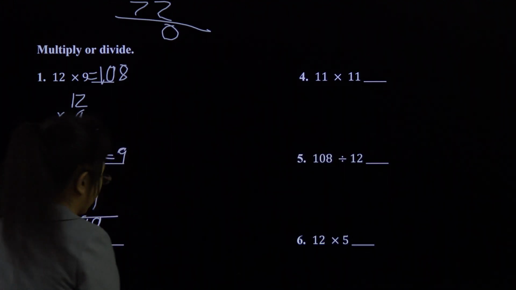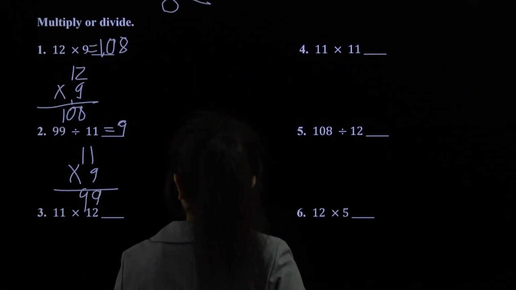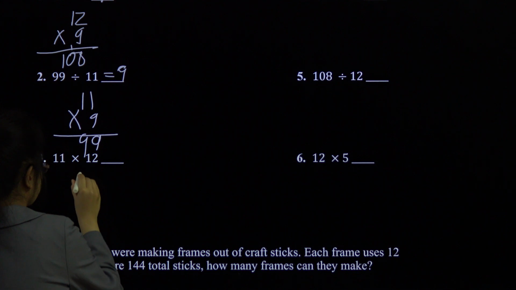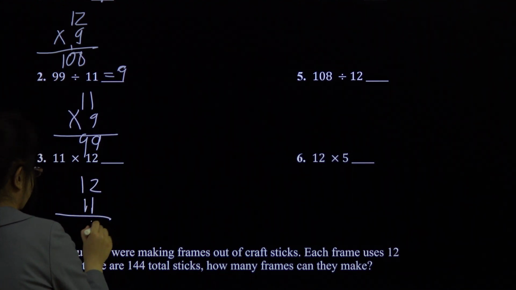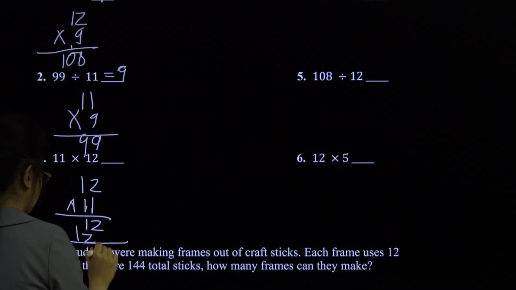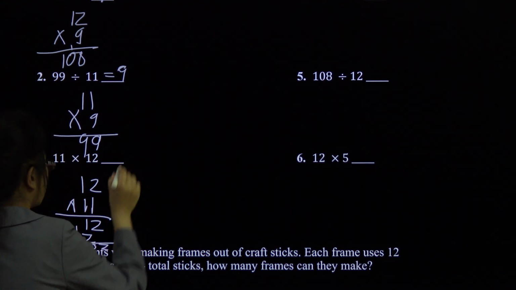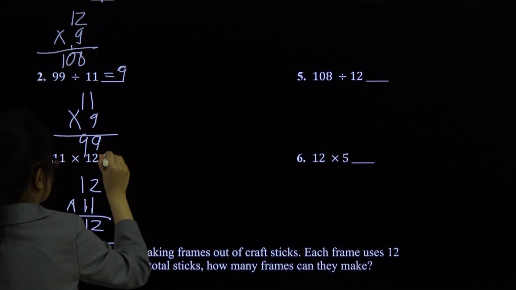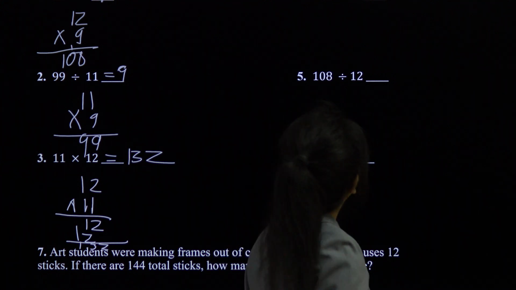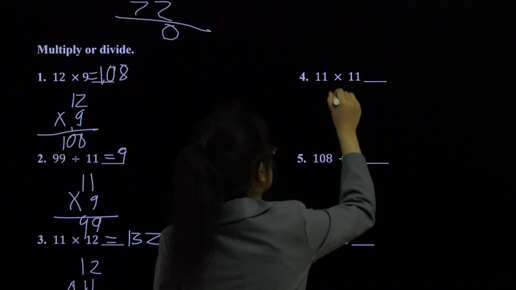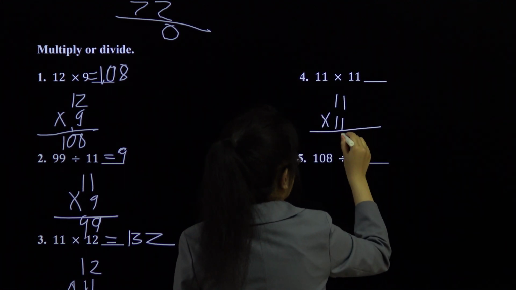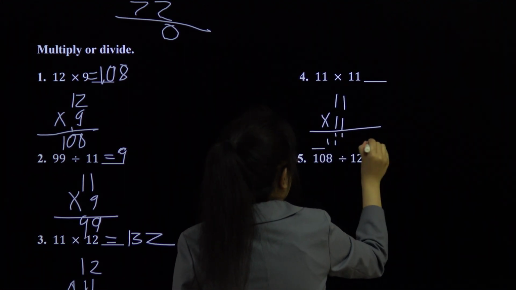Yeah, we're going down. Never mind. 11 times 12 equals... 1 times 2, 1 times 1, 1 times 2, 1 times 1. $132. We go back to 11 times 11. By the time you get to a certain grade, you just remember that this is 121.